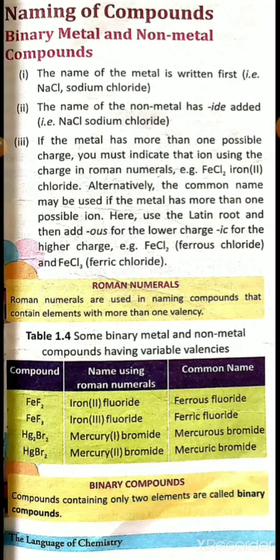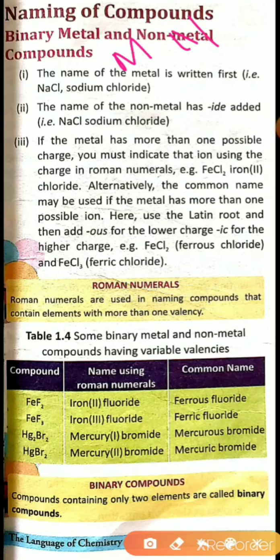So, while writing the chemical formula, some rules are there you have to follow. Let's start. The name of the metal is written first. I think I told you before also, while writing the chemical formula, you have to write the name of the metal first, then non-metal. For example, sodium chloride. Here sodium is written first as sodium is a metal and chlorine is a non-metal.